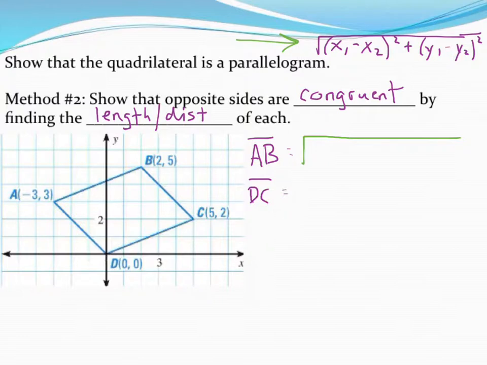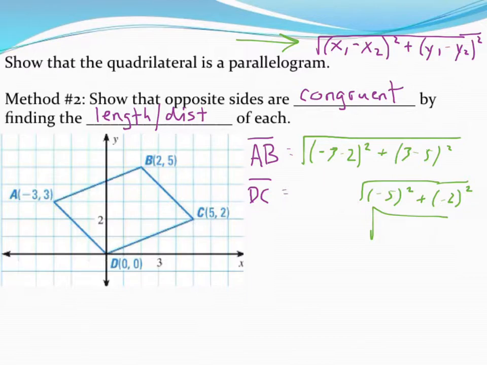To find the distance of that, I'm going to subtract my x values. So I've got -3 minus 2, squared, and then subtract your y values, 3 minus 5, squared. Let's simplify that. I've got, in parentheses, -5 squared, make sure you keep that in parentheses, plus -2 squared. -5 in parentheses squared means multiply -5 by itself, so that's 25. Same with the next part, multiply -2 by itself, so that's a +4. And I end up with the square root of 29 as the length of side AB.